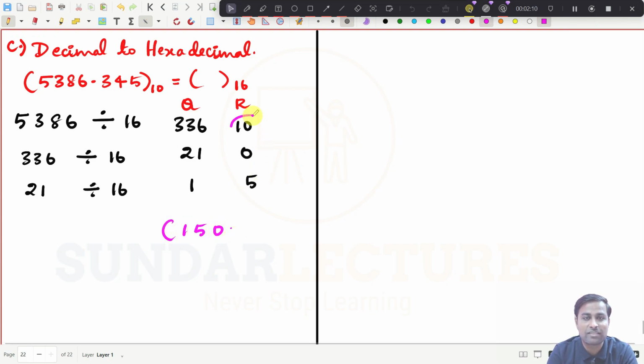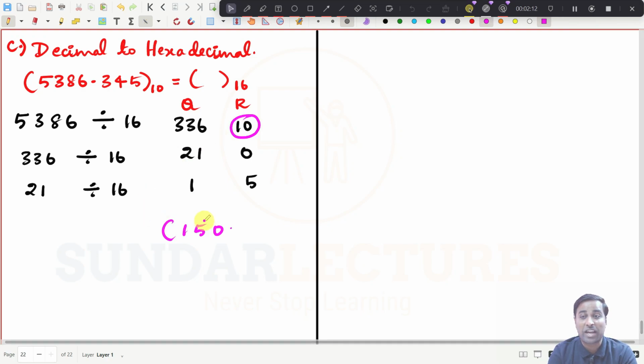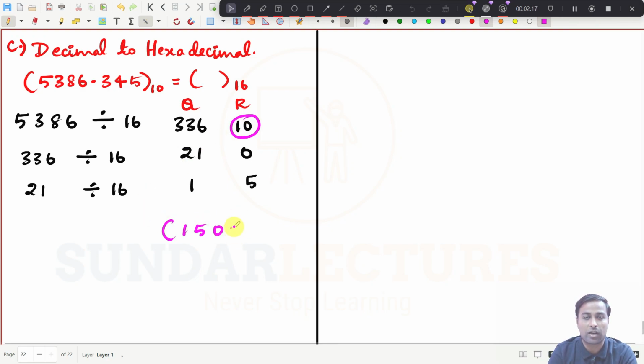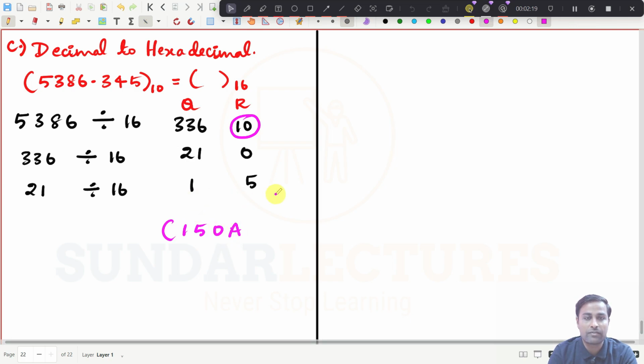What is 10? That is very important, because you cannot put 10 directly here. You have to write it as A. So 150A. Try to understand. You have to write A because the equivalent of 10 in hexadecimal is A, right? So this is the answer.